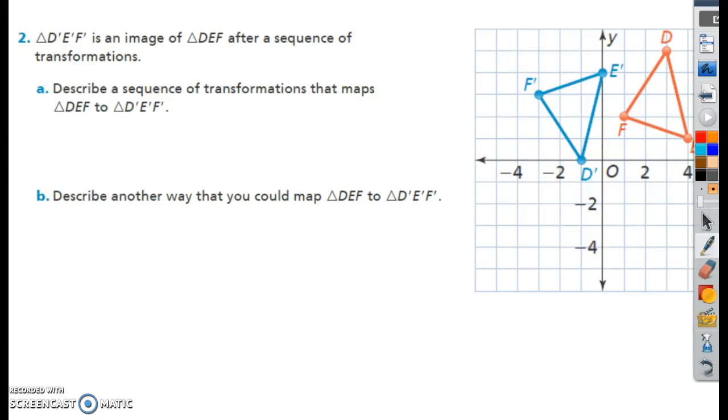Number 2. Number 2 says, triangle D prime, E prime, F prime is an image of triangle DEF after a sequence of transformations. So we started here with DEF as my beginning, and here is my prime. So this is where I started, and this is where I finished. And we have to describe a sequence of transformations that get us there. And then part B says, well, what's another way you can do it? So for starters, I'm going to look at this and try to decide what do we think has happened to get us to this place.